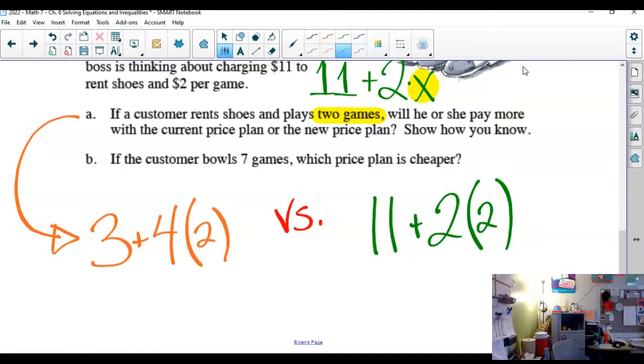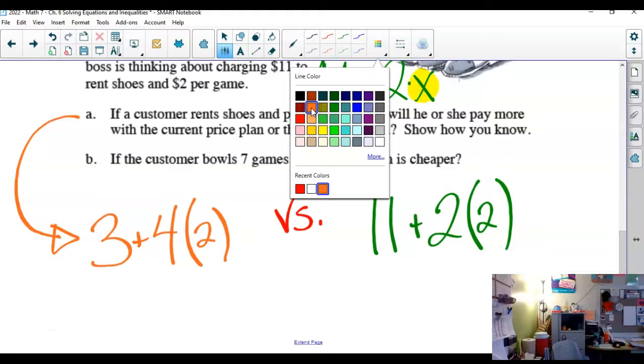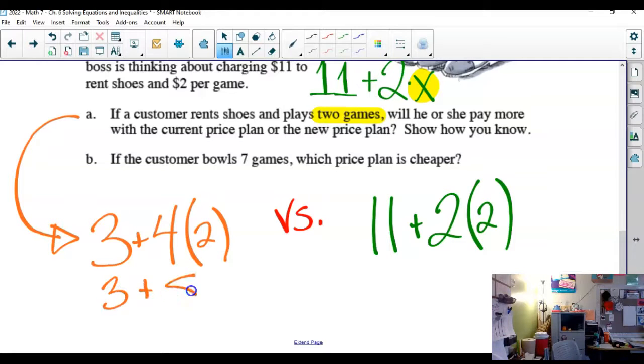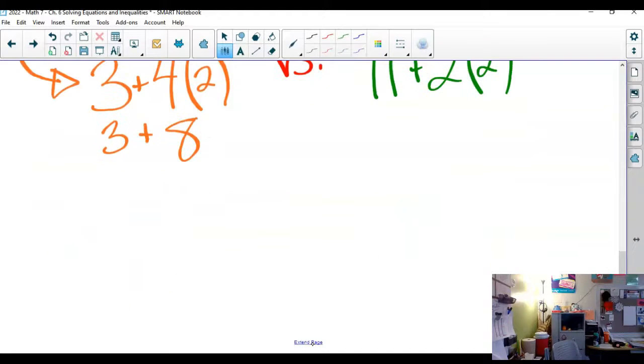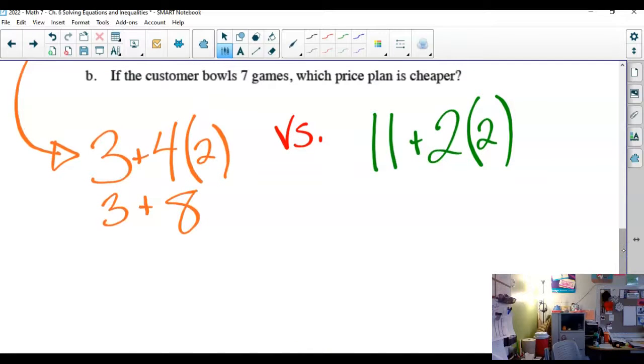With the original, what I have in orange, what do we do first there? Isabella, what do we do first with 3 plus 4 times 2? Do we do the addition or the multiplication? Yeah, we multiply first. So that's going to be 3 plus 8. What's 3 plus 8? 11.